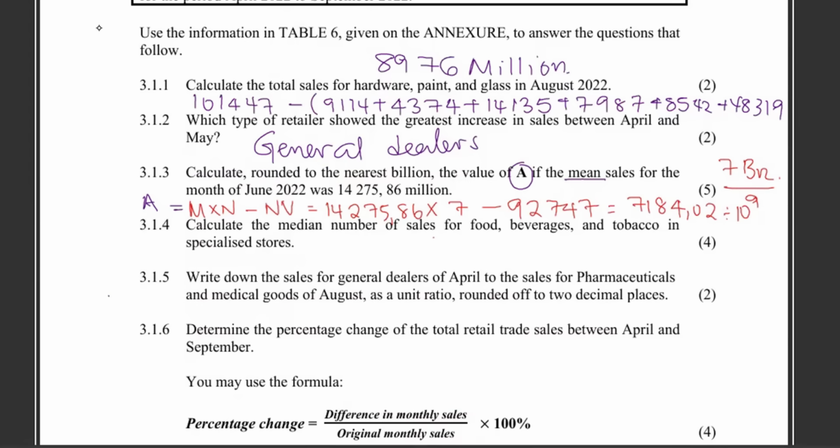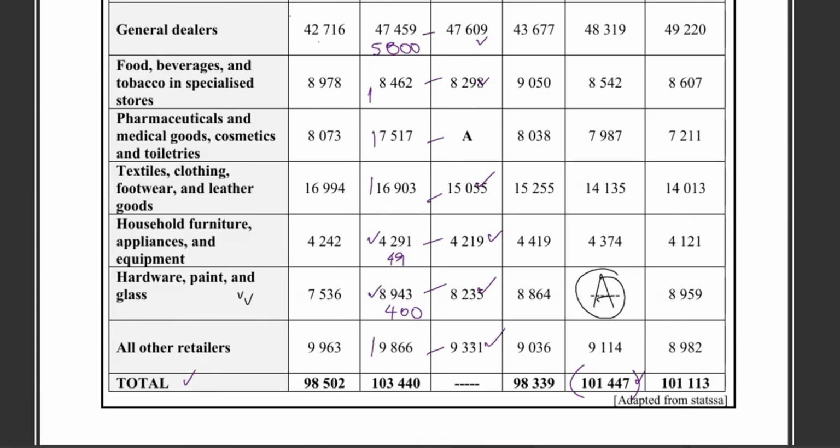1.3.4. Calculate the median. The moment you hear median, you think of arrangement of the sales for food, beverage, and the tobacco in specialized food stores. What you're going to do for me, you're going to arrange these values from smallest to biggest, and we shall see that the smallest is this one here. We shall say 1, followed by this, 2, followed by this, 3, 4, 5, and 6.